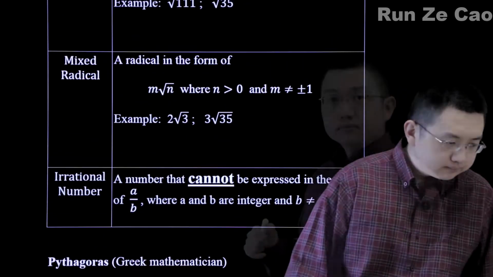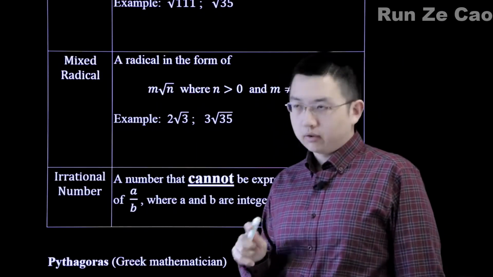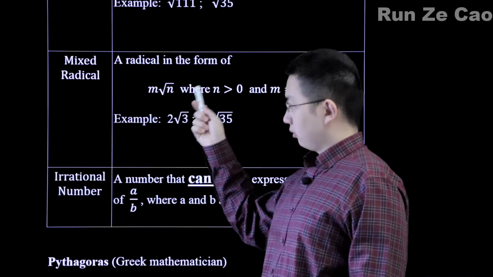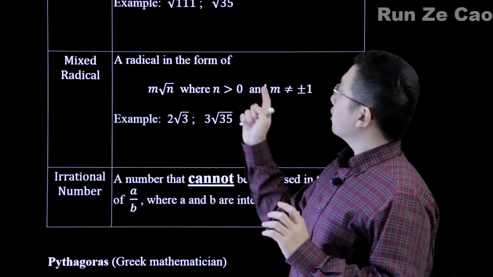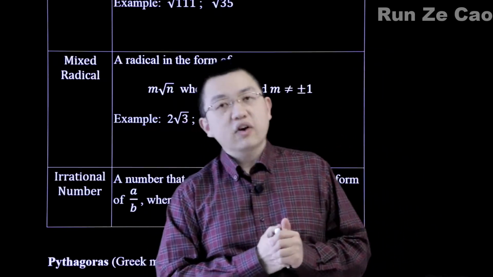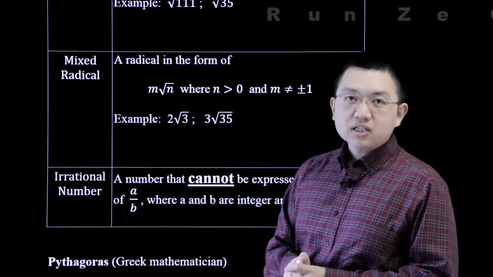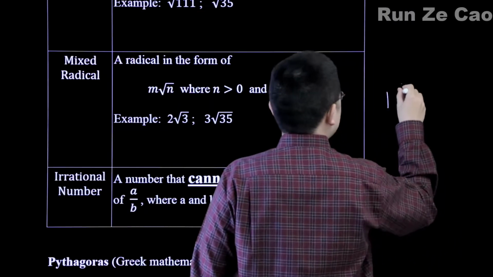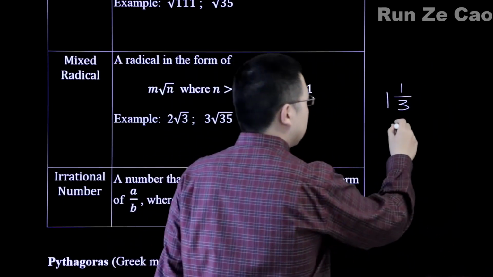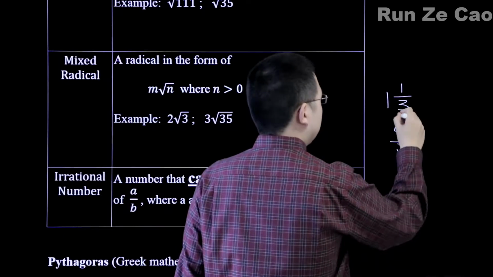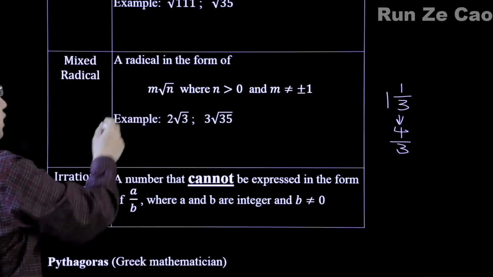Now a mixed radical is in the form of m root n, or m times whatever root of n. This is different from a mixed fraction in concept because you multiply these things together. In mixed fractions, like say 1.5 or one and a third or whatever, this is added together instead of multiplied together like this.